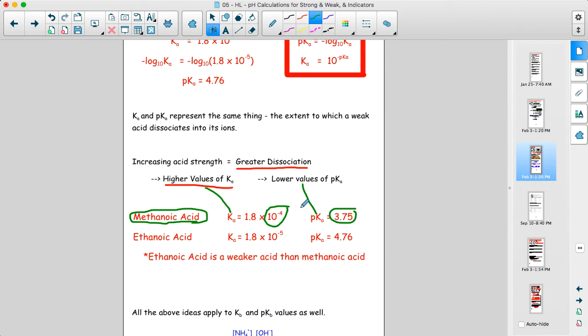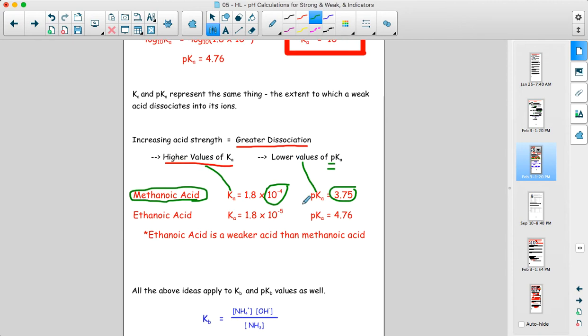I know that's a bit confusing, but it's the same with the H+. I think I mentioned this already, that anytime you're dealing with a p-value, lower implies stronger or greater. Anytime you are not dealing with a p-value, then higher implies greater. That p-value represents a negative exponent, so smaller negative exponents are bigger values. And so that's why smaller p-values actually represent greater dissociation or greater strength. It is confusing, but it is a concept that you will be expected to work with.